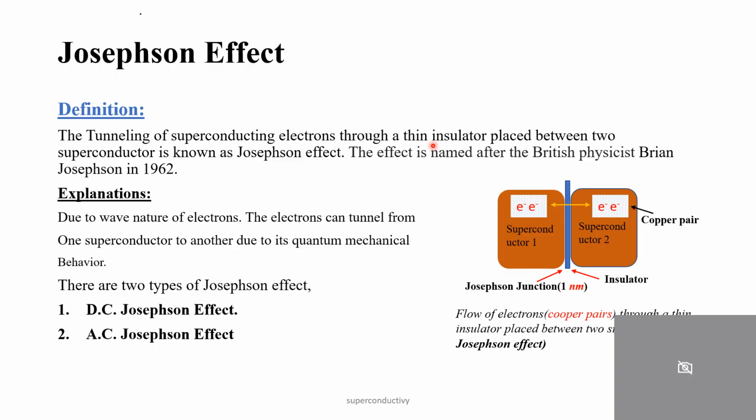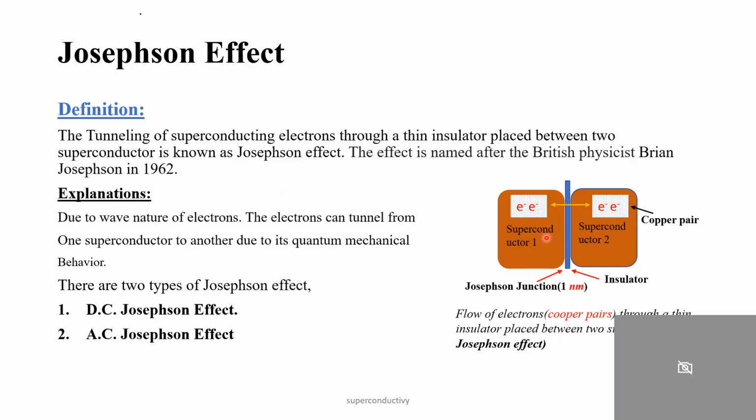Josephson effect. What is the definition of Josephson effect? The tunneling of superconducting electrons through a thin insulator placed between two superconductors is known as Josephson effect. This effect is named after the British physicist Brian Josephson in 1962.